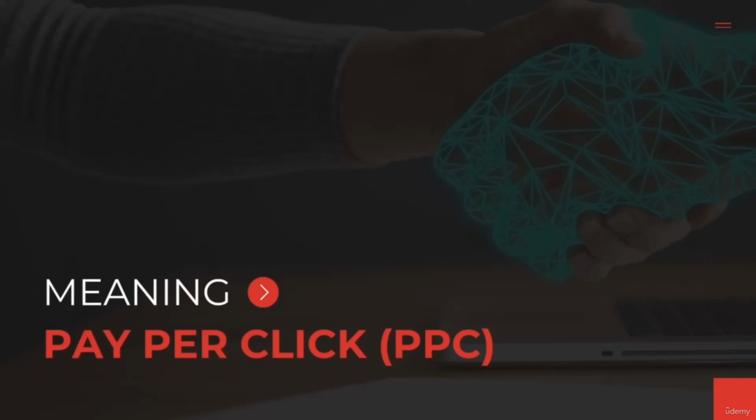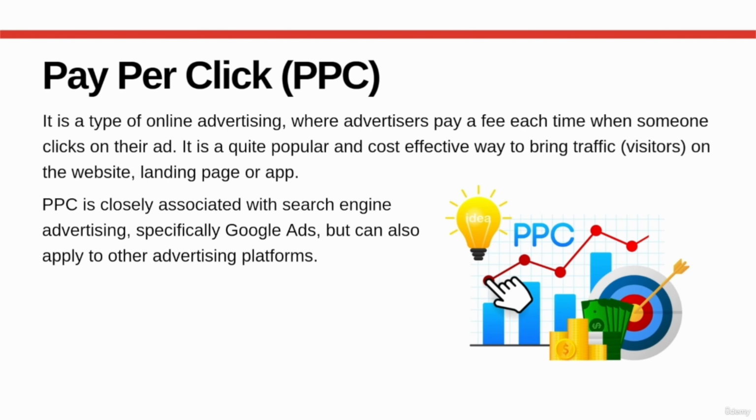Now let's look at pay-per-click or PPC. Pay-per-click, PPC, is a type of online advertising where advertisers pay a fee each time someone clicks on their ad. It is a quite popular and cost effective way to bring traffic or visitors to the website, landing page, or app. PPC is closely associated with search engine advertising, specifically Google Ads, but can also apply to other advertising platforms.